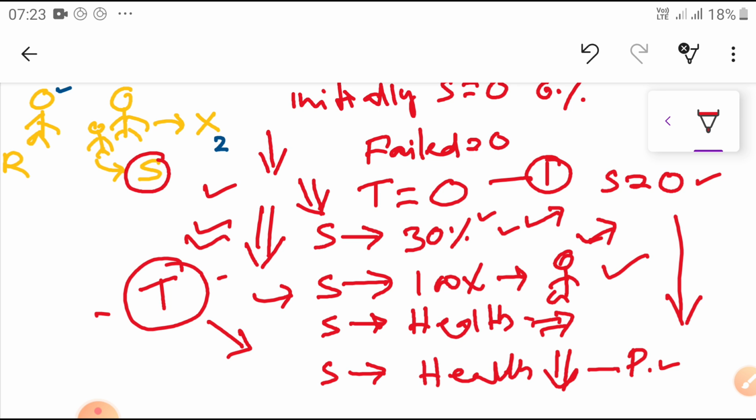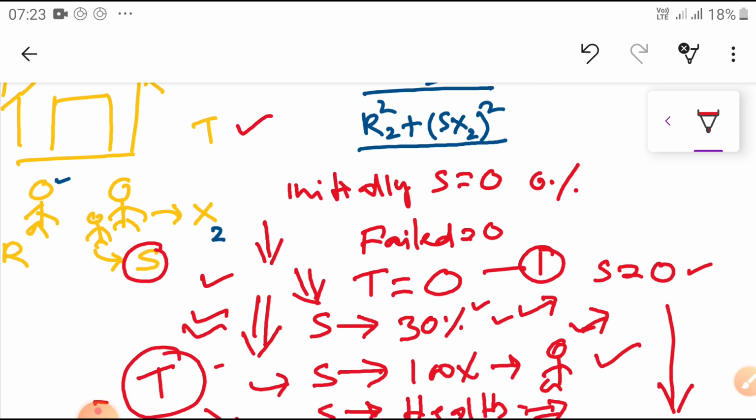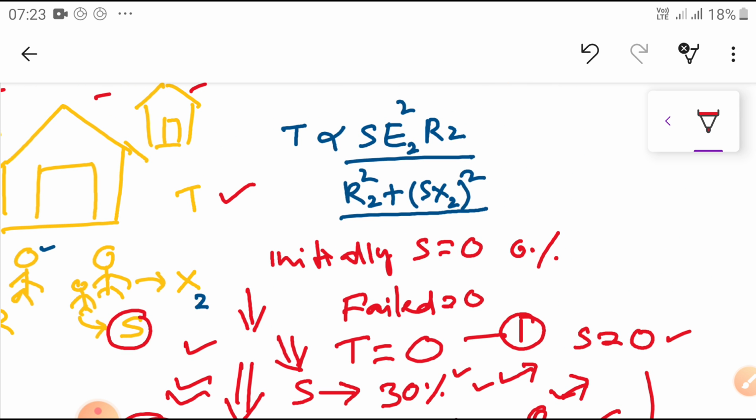The same I am going to explain here. What has happened here? Here S is initially equal to 0. Then what is the torque? The torque becomes 0.